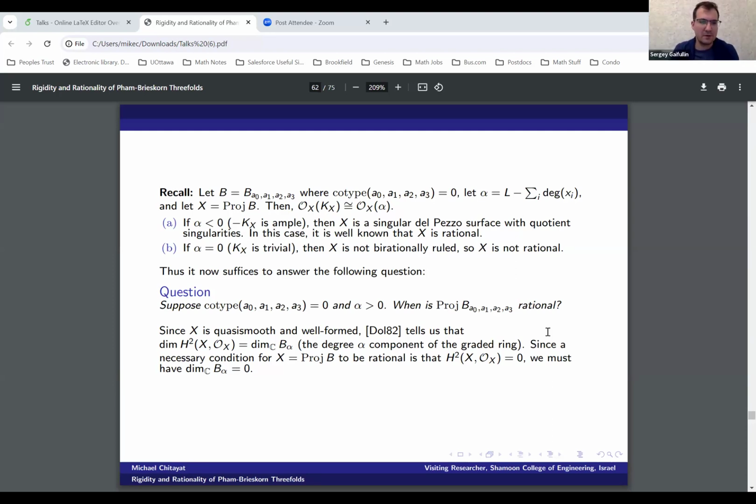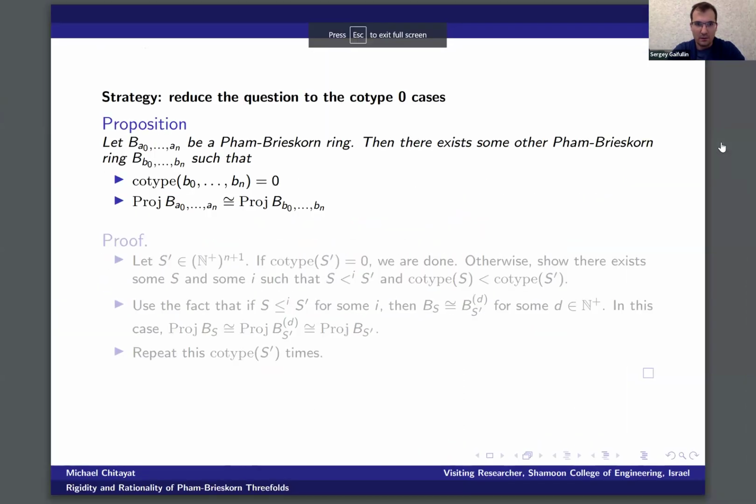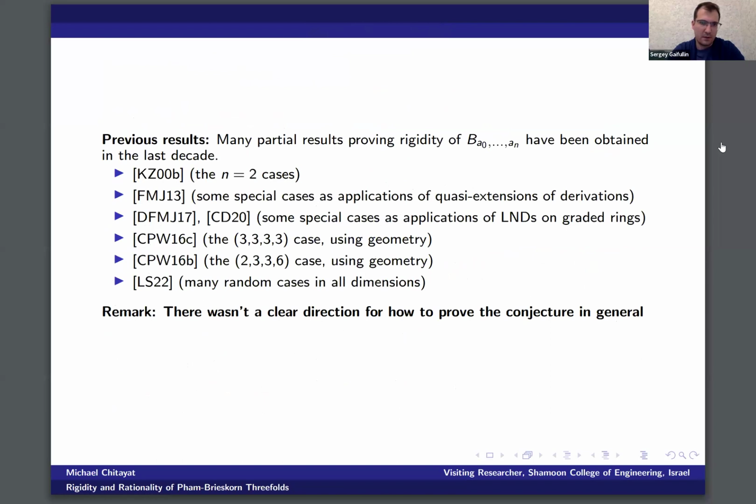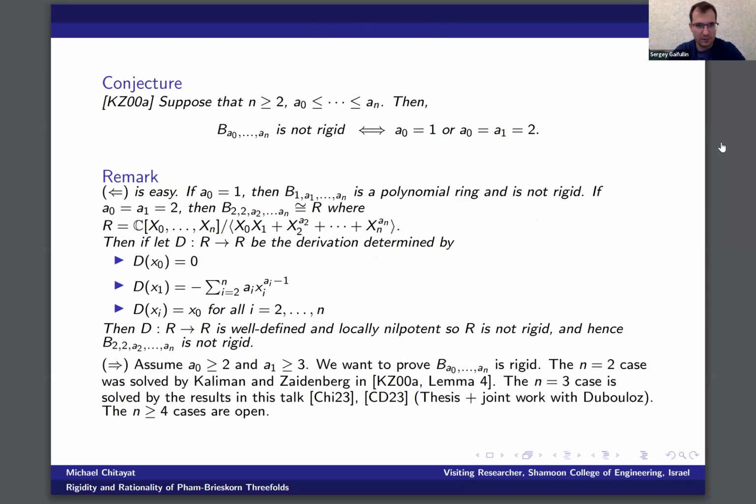I have one question about rigidity. It turns out that this hypersurface is either rigid or flexible, because when A0 is 1, it's just an affine space, and if you have two AIs equal to 2, this is just a suspension over affine space. But is there some simple argument that this hypersurface is either flexible or rigid, or just after all of this we can see it?